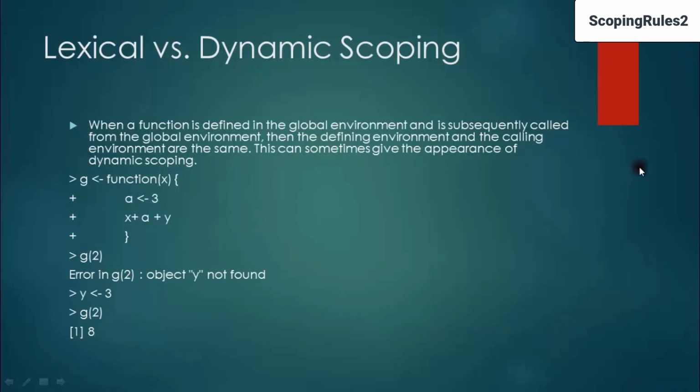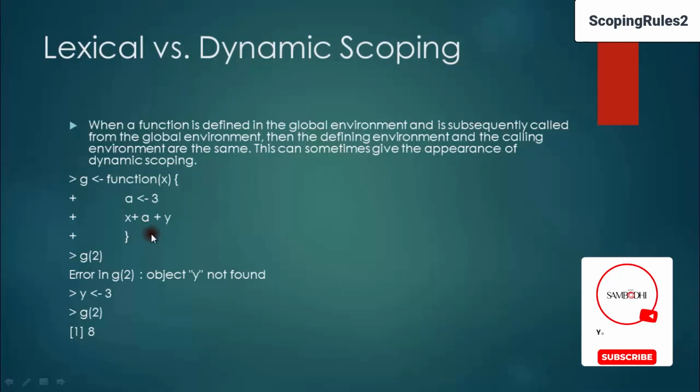Moving on, when a function is defined in the global environment and is subsequently called from the global environment, then the defining environment and the calling environment are the same. This can sometimes give the appearance of dynamic scoping. So we'll consider an example. We have a function called g, which takes the parameter x, and in this we have a variable called a, defined inside as a equal to 3, and it performs the computation x plus a plus y.